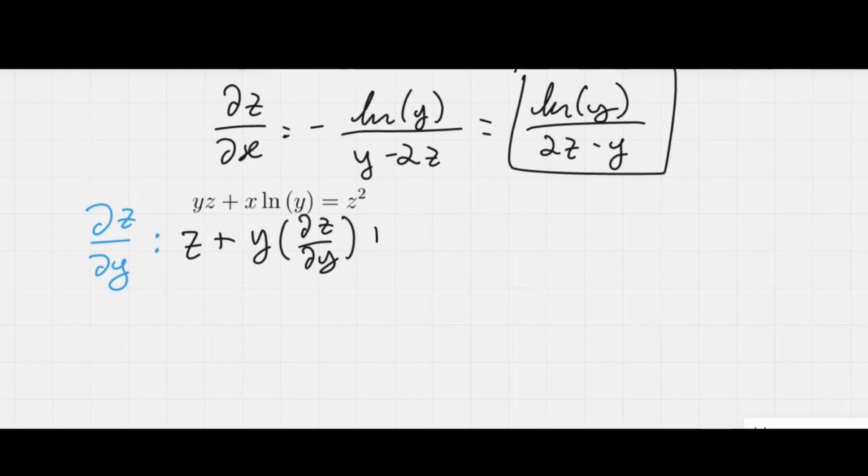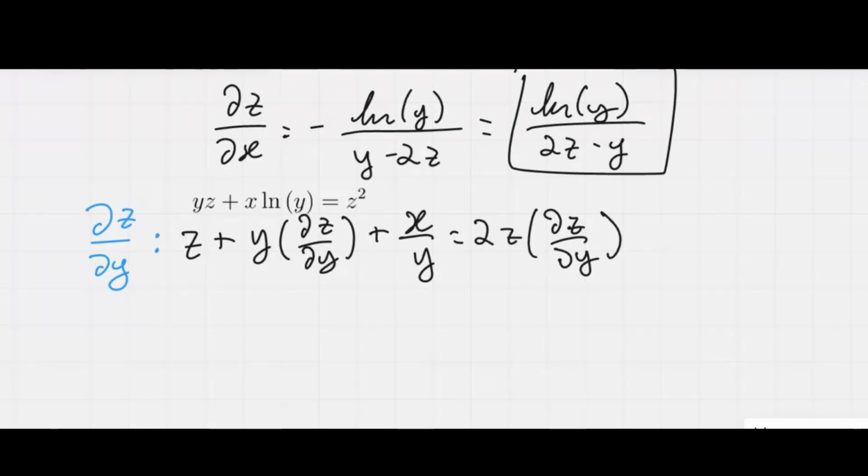Next, the next term is going to be x ln y. Again, we're treating x as a constant over here, so we can completely ignore that. The derivative of ln y is just 1 over y, and so we're left with x times 1 over y, which is just x over y. All of that is going to be equal to the derivative of z squared, which is 2z, multiplied again by del z over del y. And when trying to find the derivative of a z-containing term, just remember to multiply it by whatever partial derivative you're trying to find. Okay, back to the question.